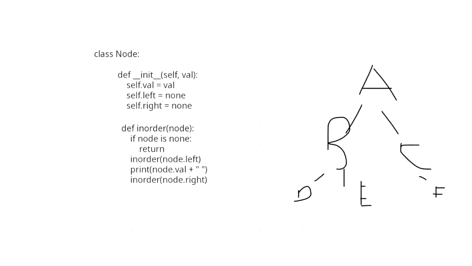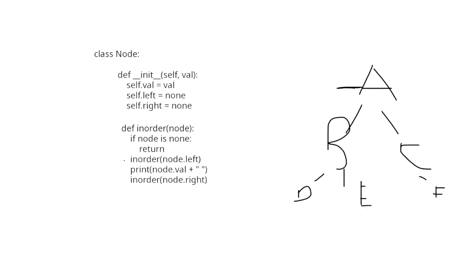We have first in-order A. Once we call in-order A, then we check if the node is null. The node is not None, meaning that it points to the A node. Now, the next thing we will do is call this function in-order on the left, and therefore we call in-order B.